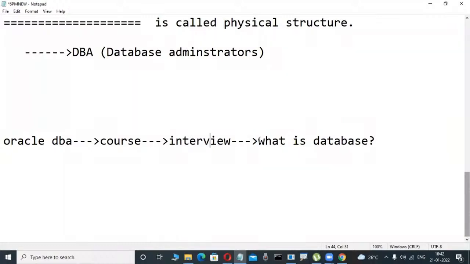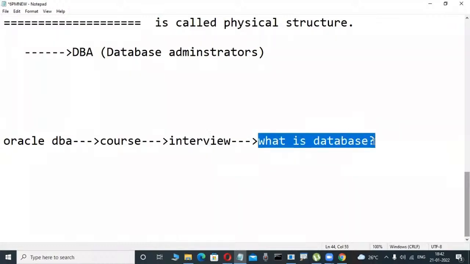When an interviewer asks a DBA what a database is, I am a DBA programmer, so I do not say it is a place which stores a structured collection of data, because that is the wrong answer. That is the logical side. I am not telling that; I am telling the physical side.